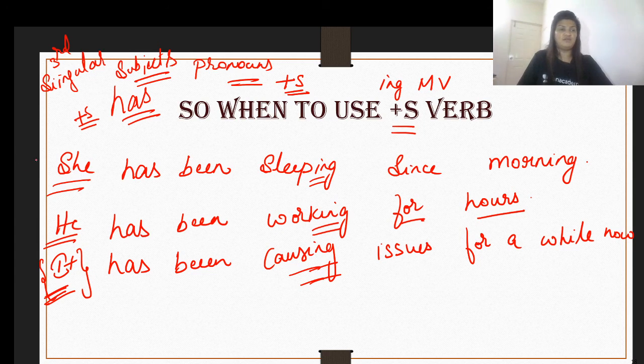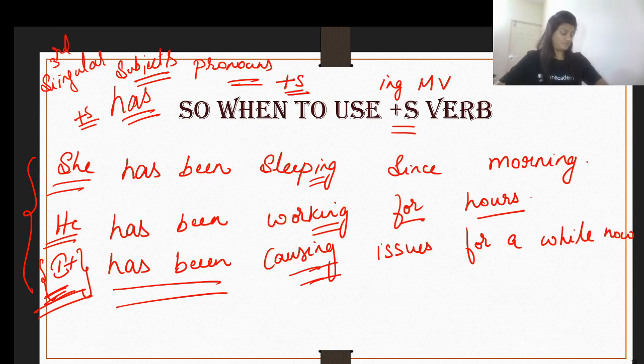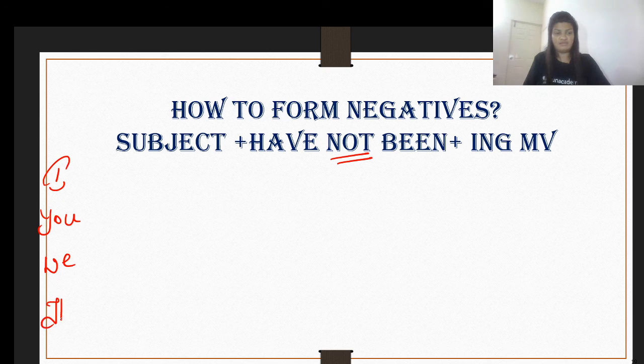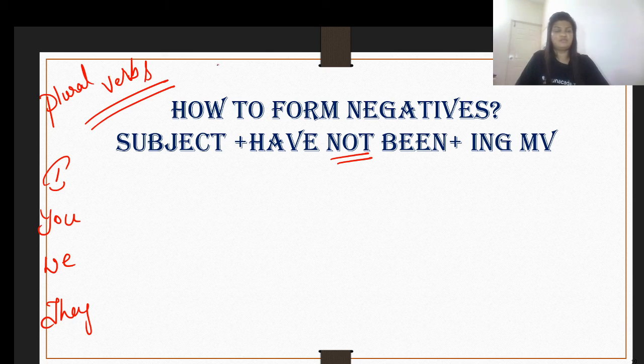So there you have the usage of she, he, and it, the third person singular subject usage, in our present perfect continuous tenses. Now let us move on to the usage of the negative forms. How do you convert these statements into negative? Well, all you do is bring in the negative word, which is not. Let me take the subjects, which are again I, you, we, and they. These subjects take plural verbs. That is the reason I have put them separately, and I have put the singular subjects separately.